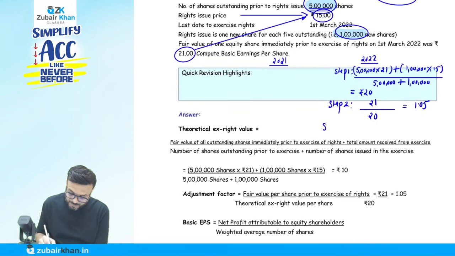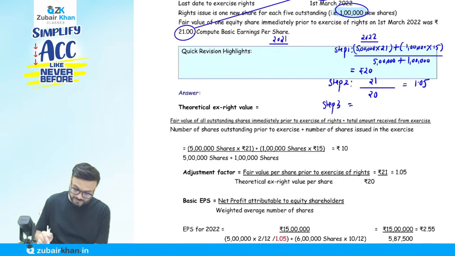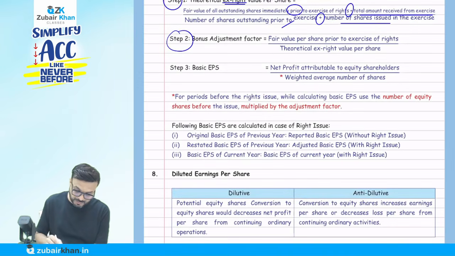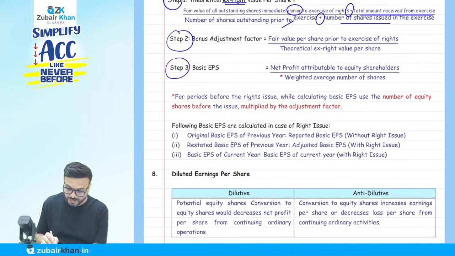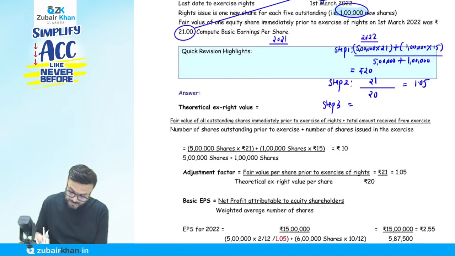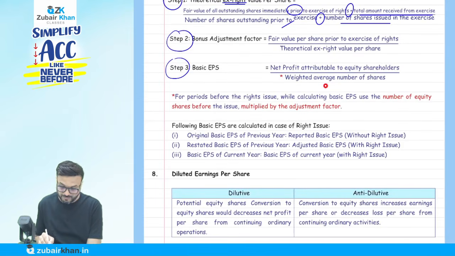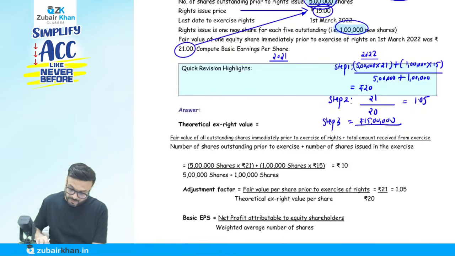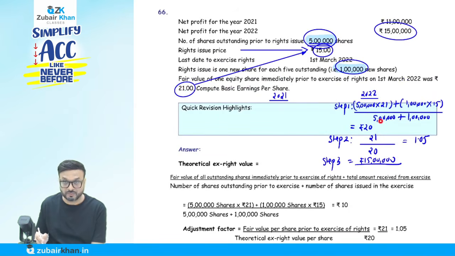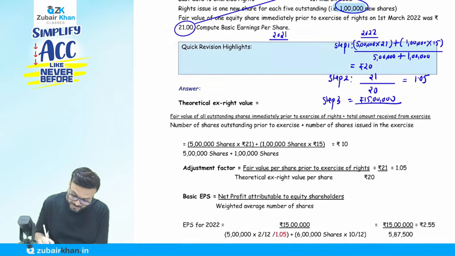Now step number 3. What does it say in step number 3? Here we calculate the basic EPS: net profit attributable to equity shareholders. The net profit attributable to equity shareholders given for the current year is 15 lakh. 15 lakh divided by the weighted average number of shares. You will tell me, sir, the number of shares that we have: initially it was 5 lakh and we issued 1 lakh. Now we have 6 lakhs, 5 plus 1.